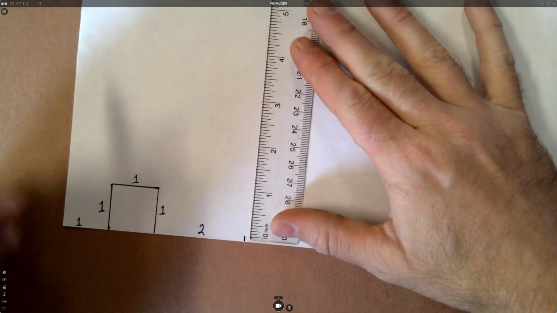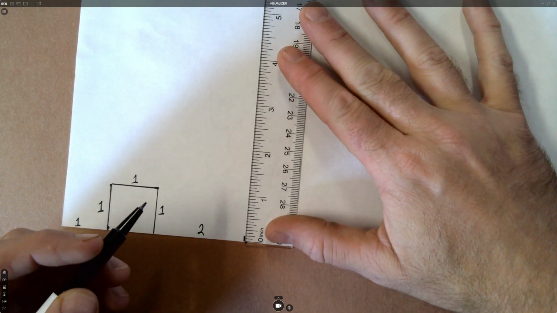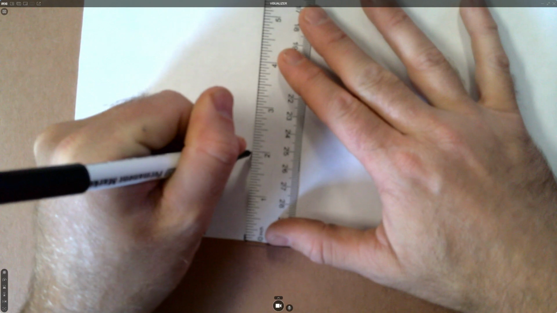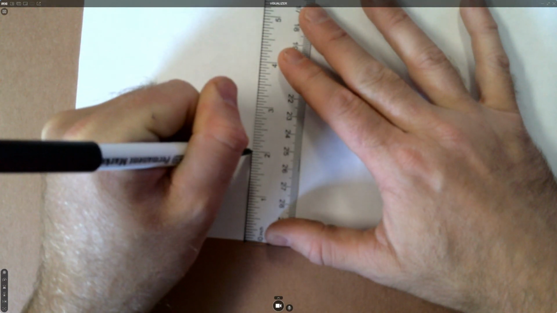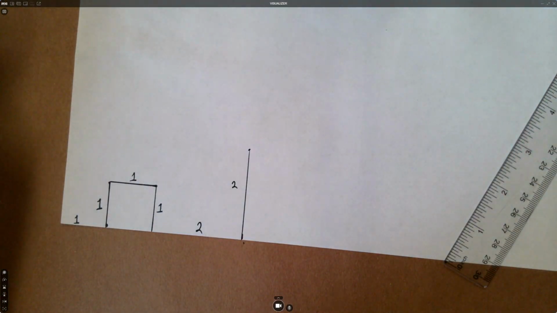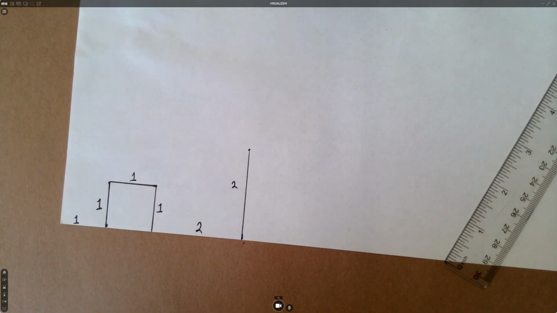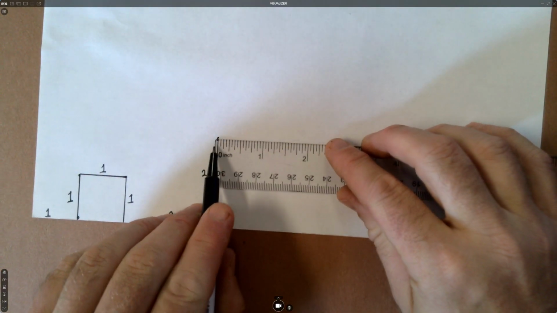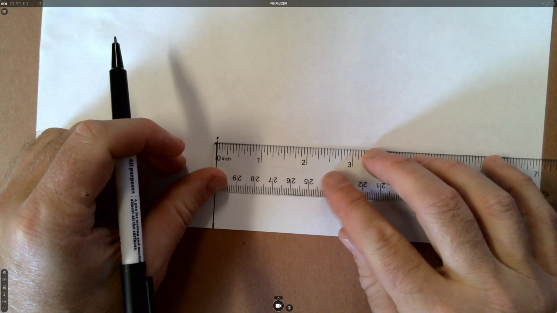Next, let's go up 2 inches. So 0 on that line, go up 2 inches, make a line that's exactly 2 inches tall. And then go ahead, make a line going from the top corner over 2 inches and then down.